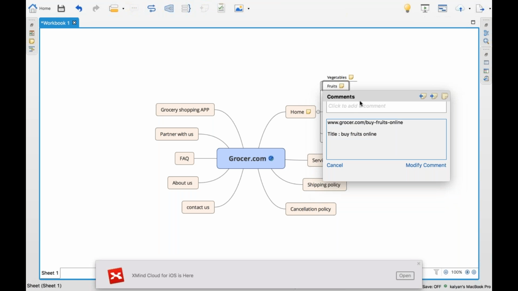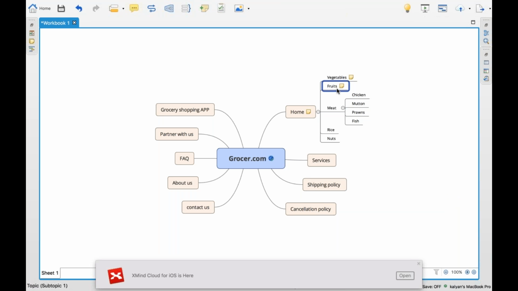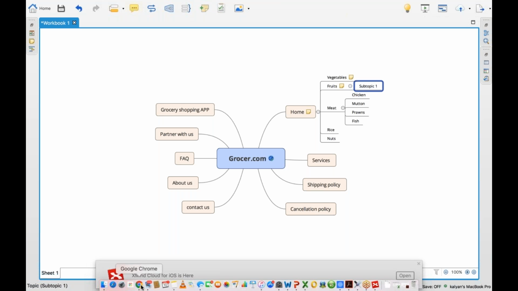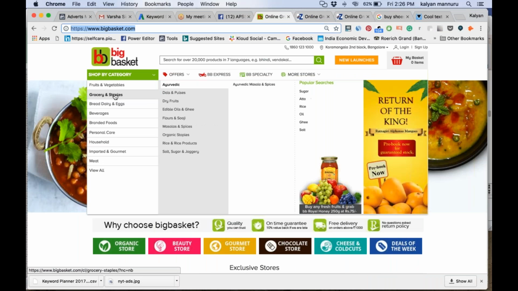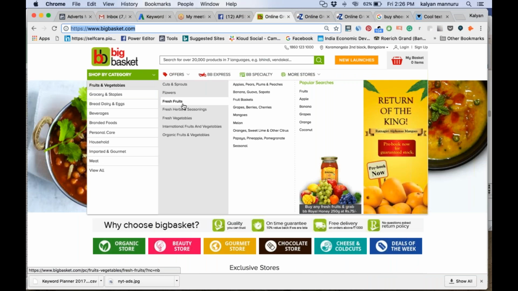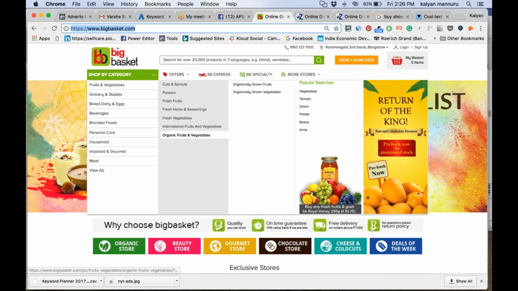Now it may happen that you want to plan your subcategories under fruits. What are the categories that you can have? If you have subcategories, you can select them. You can go back to one of the competitors to see what he is doing under fruits and vegetables. These are subcategories. This is category and these are subcategory.